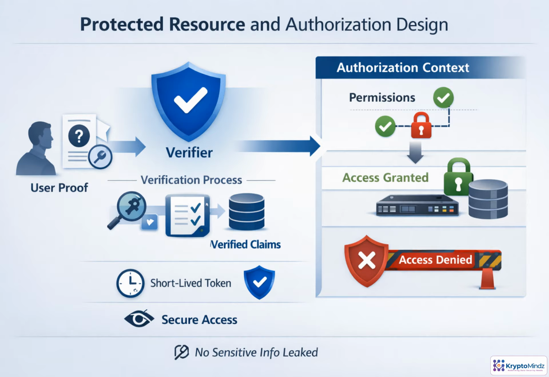A protected resource should not make decisions from a raw proof submitted by the user. First, a verifier checks the cryptography and outputs trusted claims, predicates, or a short-lived token. Then the application maps that verified context into permissions. Age over 21 can unlock content. Employee in engineering can open an internal tool. If verification fails, deny safely with clear messaging, but without revealing policy details or sensitive data.